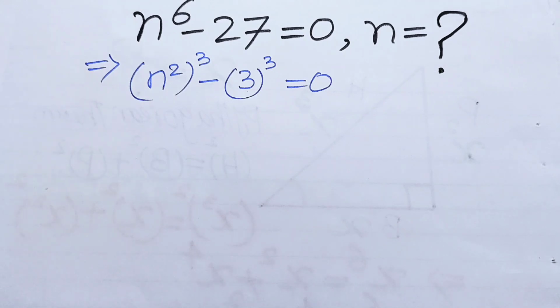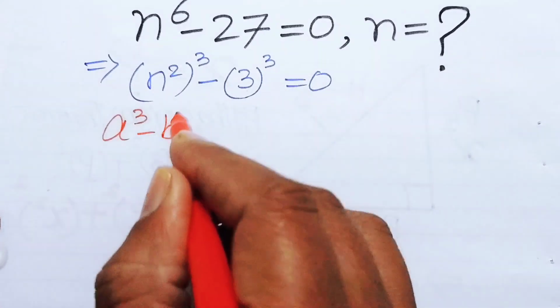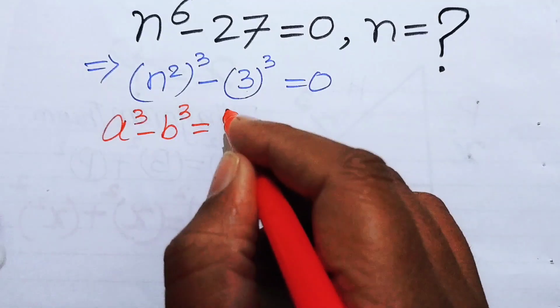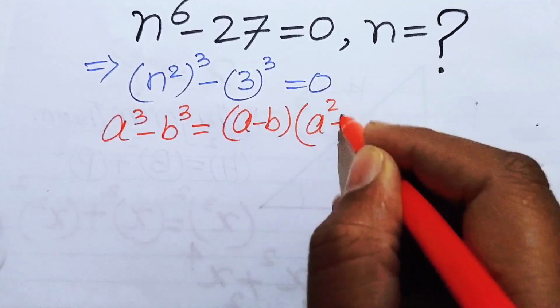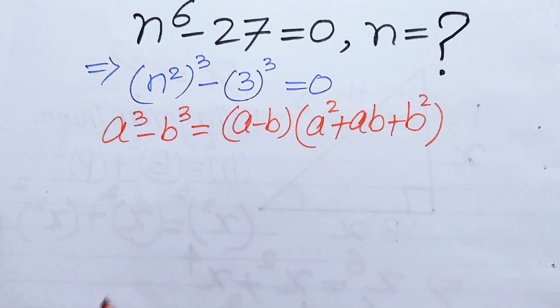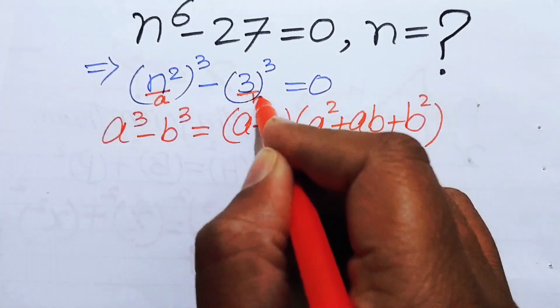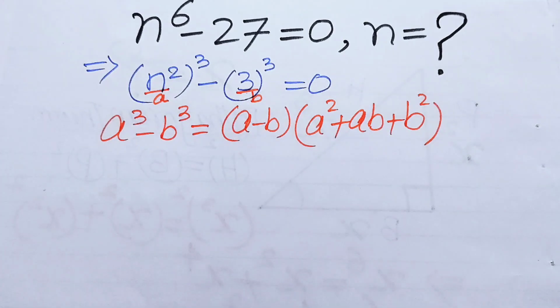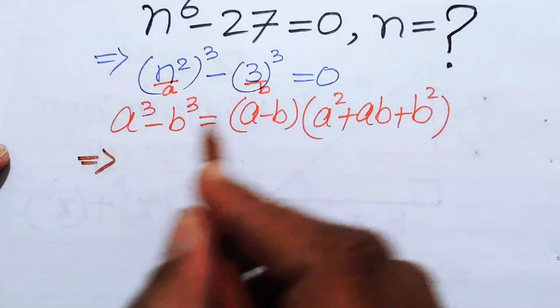And in the next step we use the nice cubic formula, and we know that if we have a cubed minus b cubed, it equals a minus b times a square plus ab plus b square. So we use this nice formula, and you see that this is the value of a and this is the value of b. So we substitute both of these values of a and b in this formula, and we get its output in this form.